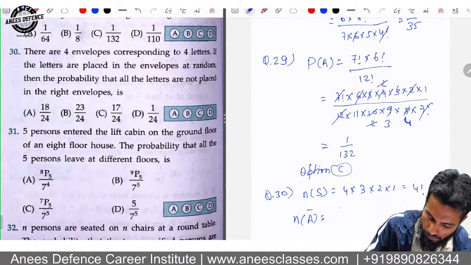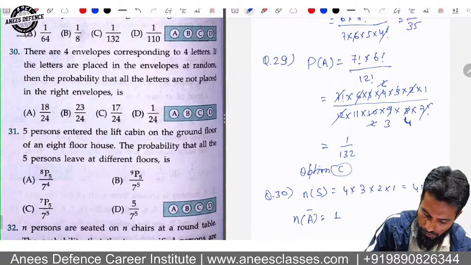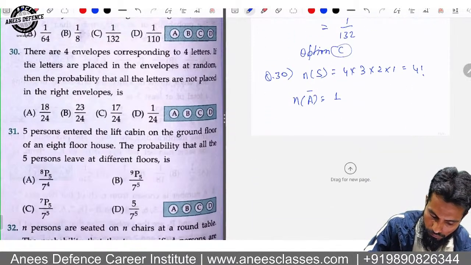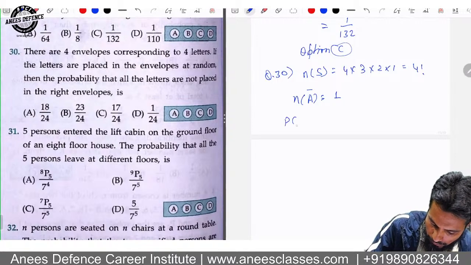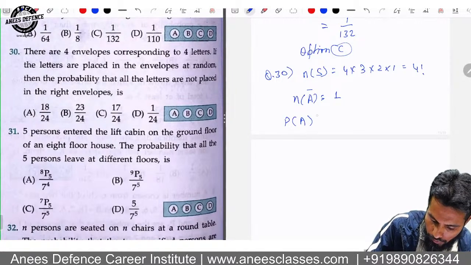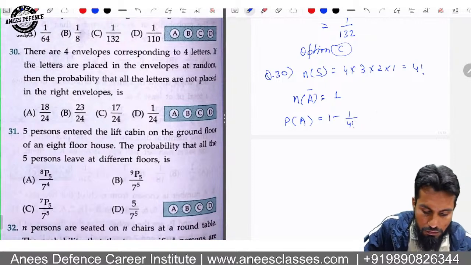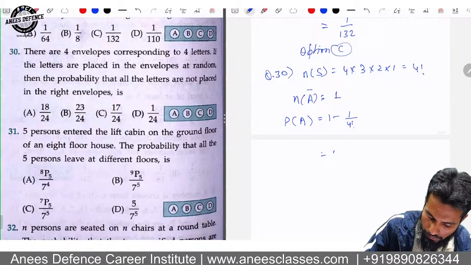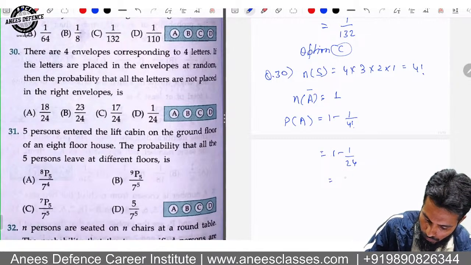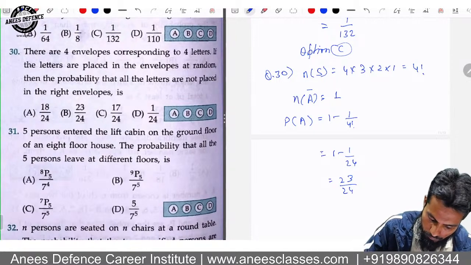Placed in the right envelope means one case will be right. So you can write down the probability like this. Probability of A is equal to 1 minus 1 by 4 factorial. That will be the correct answer, right? So that is equal to 1 minus 1 by 24, and that is Option B, 23 by 24. Option B. Yeah, B is correct.